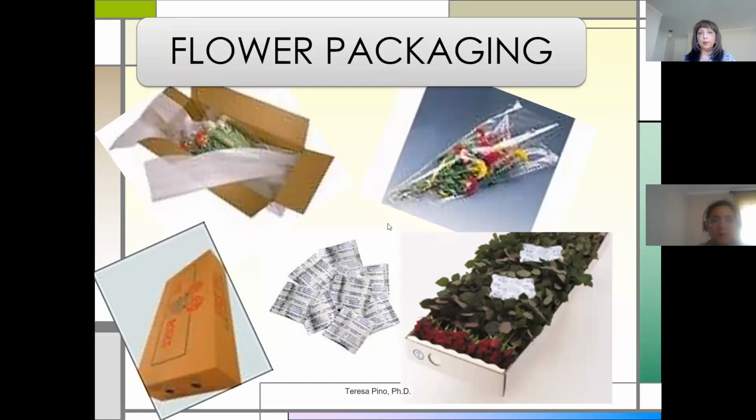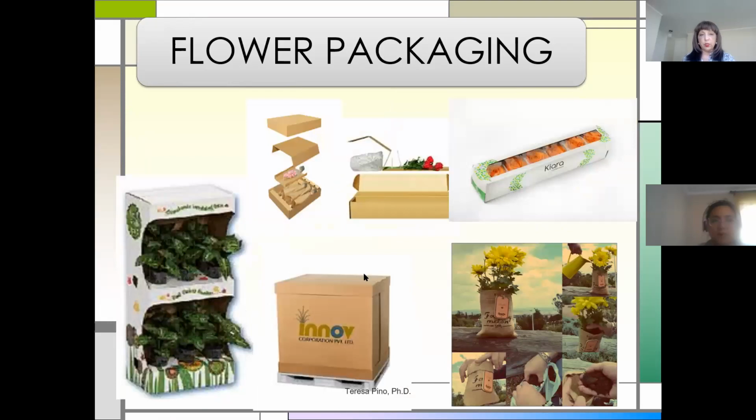And we have packaging for flowers. These are the different types of packagings for flowers. So we have bulk or we have individual packaging. So let's see them individually.